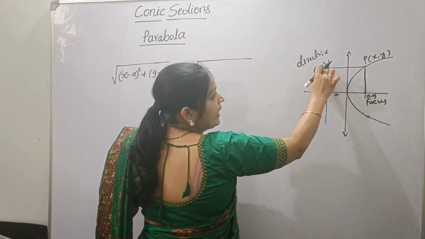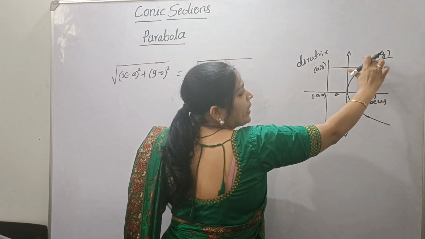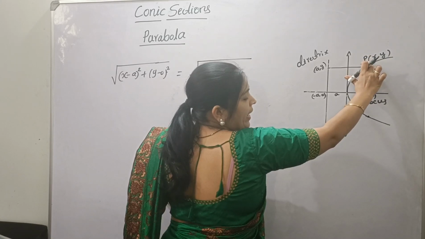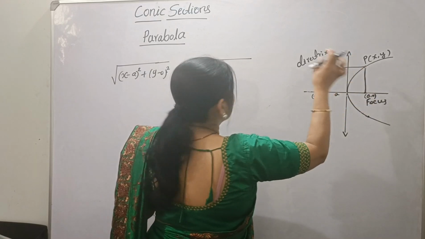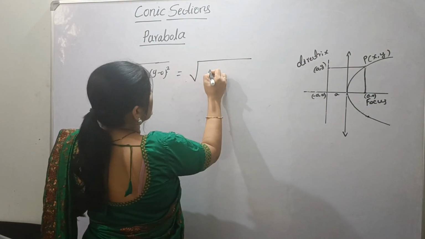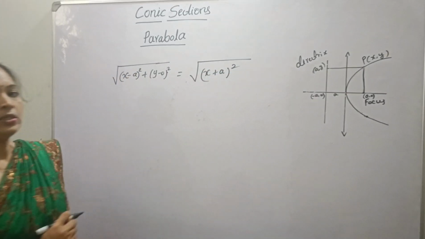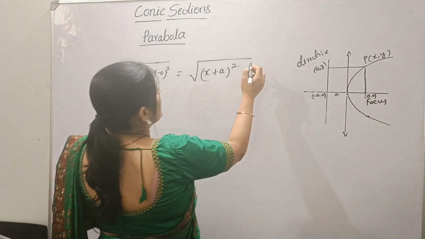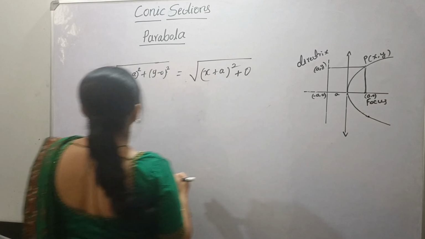Why is it y? Because this length is y, since the point is P(x, y). So here x minus minus a is x plus a whole square, plus y minus y, which will be 0.